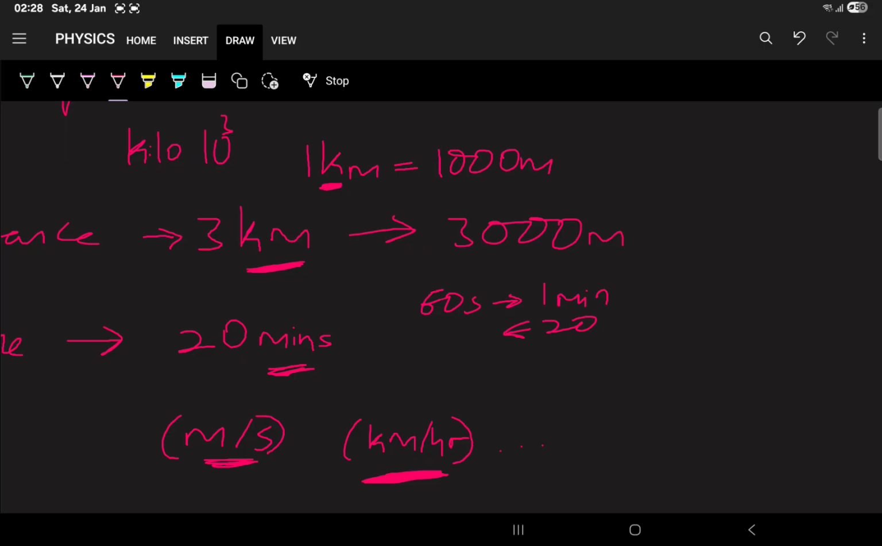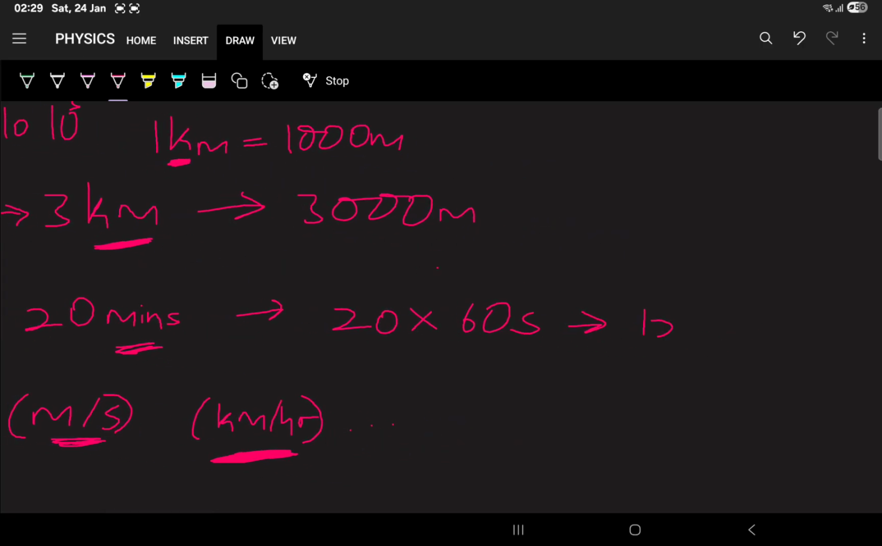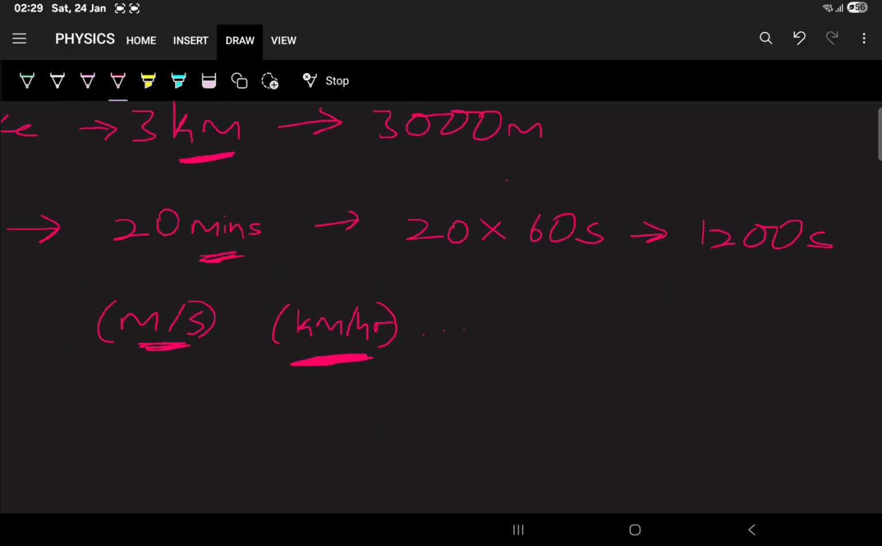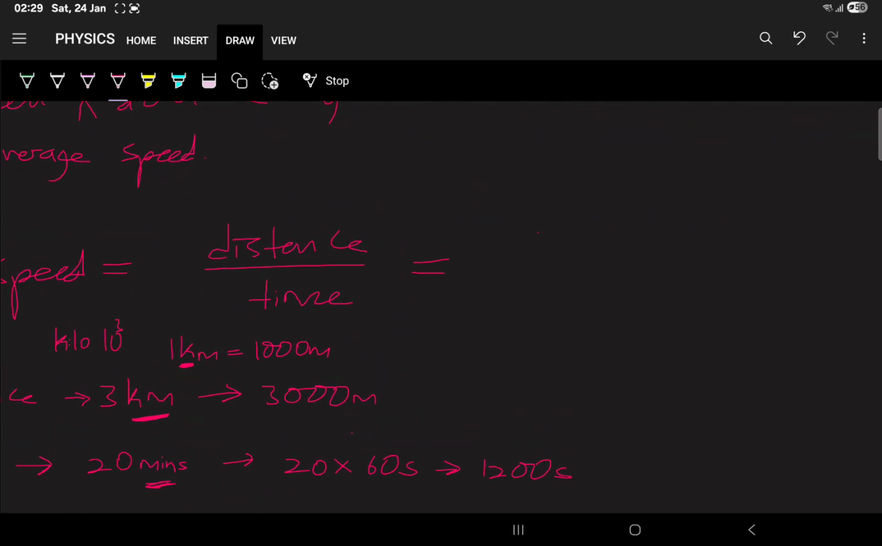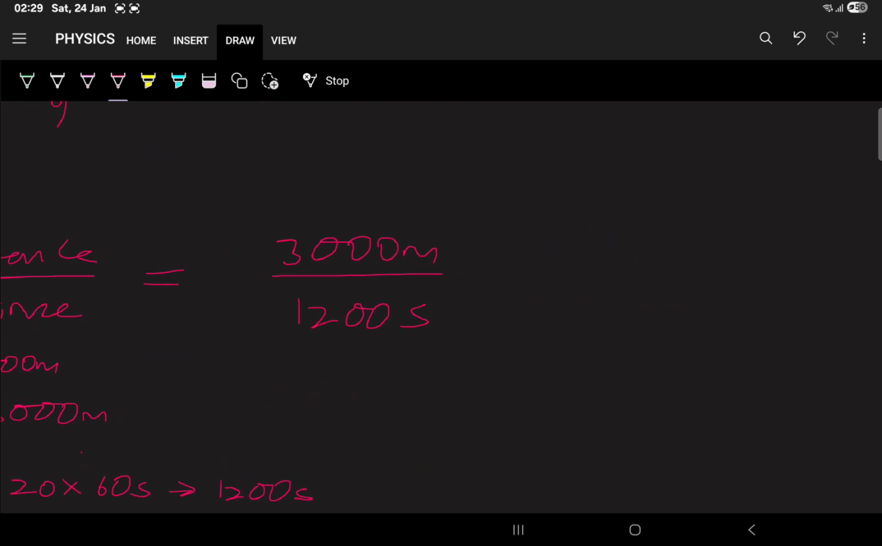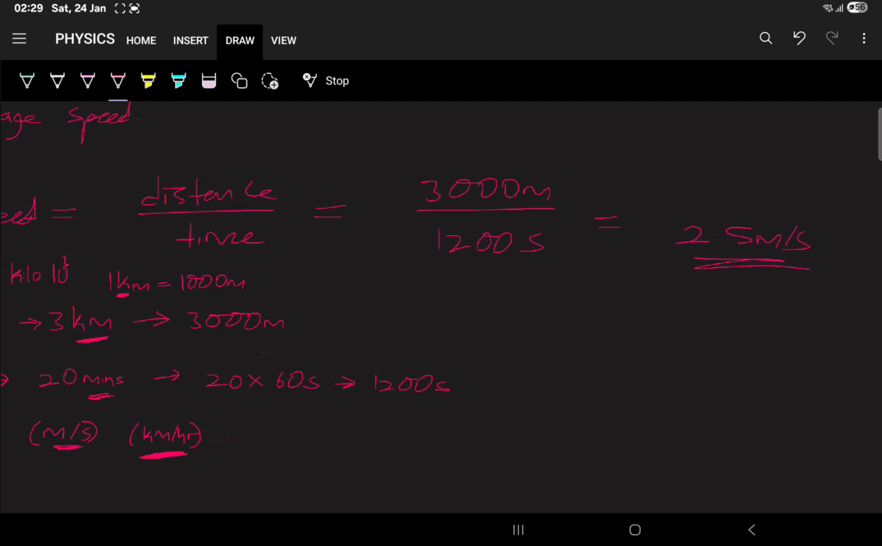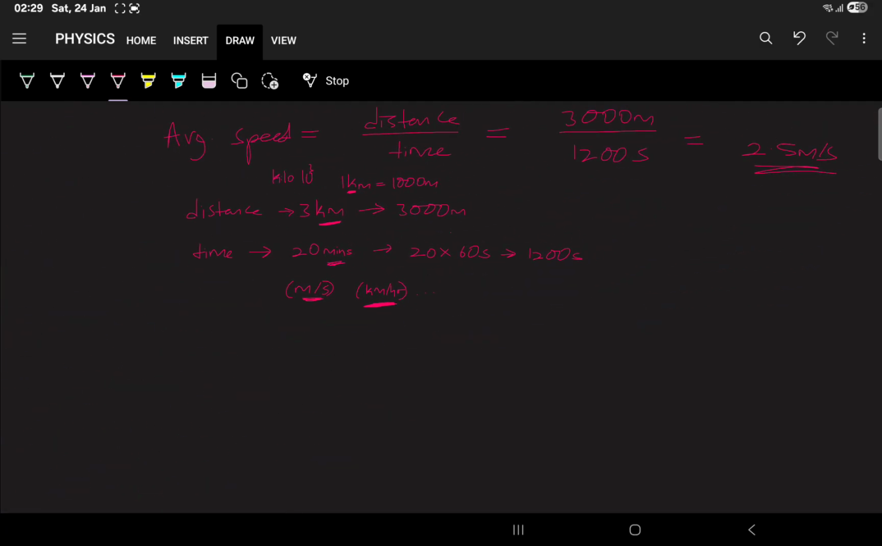So converting minutes to seconds is going to be 20 times 60 seconds. This is going to give me 1200 seconds. Now, plugging back these values into my formula, I have 3000 meter divided by 1200 seconds. This is going to give me 2.5 meter per second.